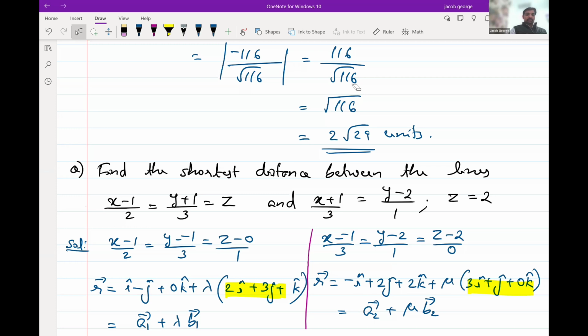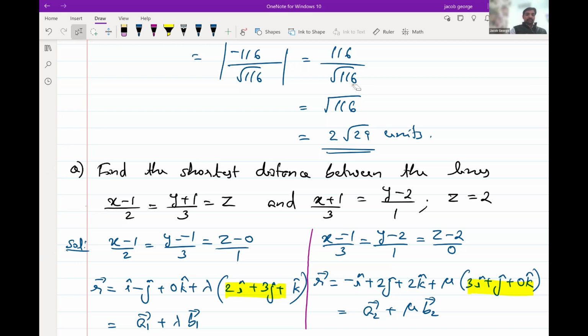Okay, so here for z equal to 2, we write z minus 0 by 1, and z equal to 2. How do we attach that to the main step? z minus 2 by 0. Because when you equate it to lambda, we get z minus 2 is 0 into lambda, that is 0, or z equal to 2. That is what z minus 2 by 0 means.